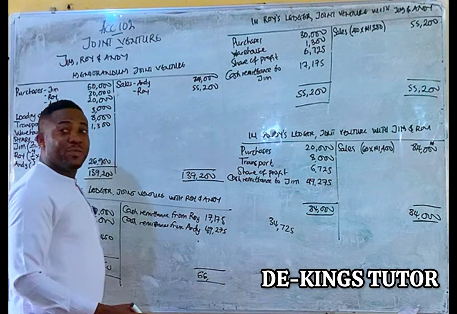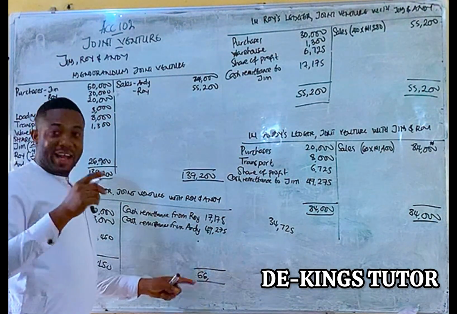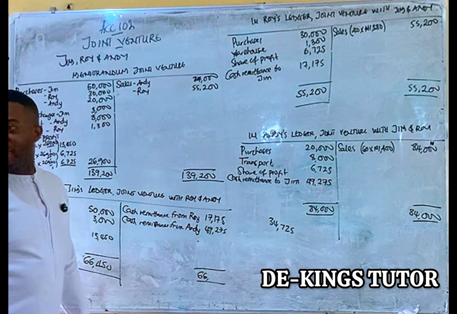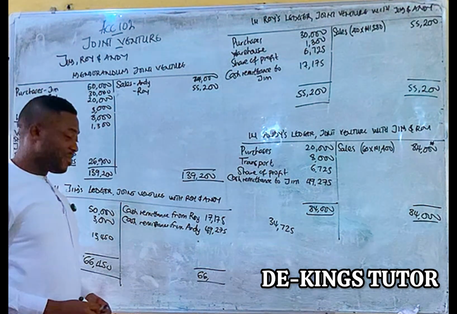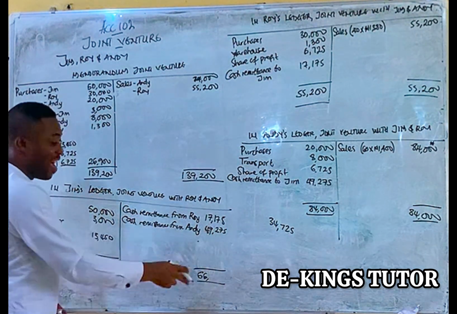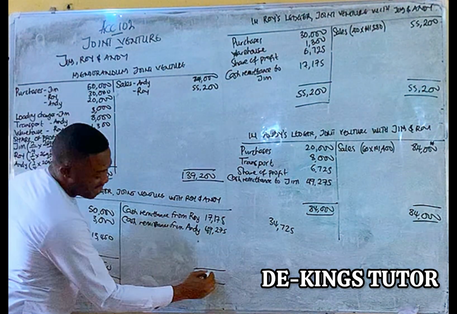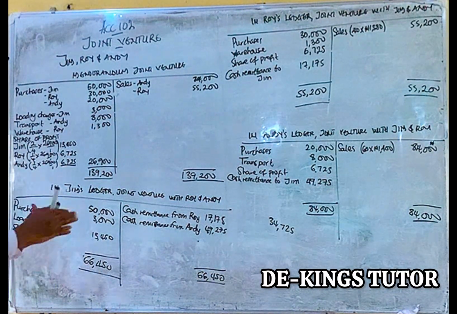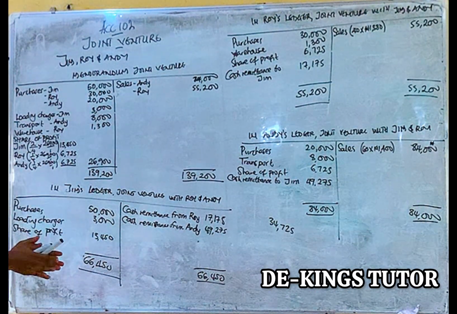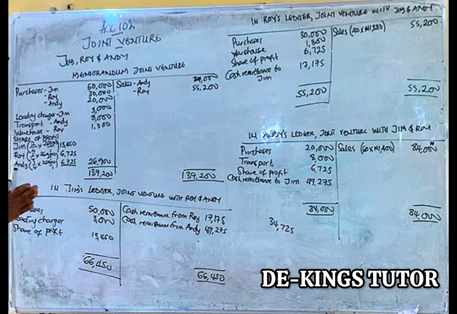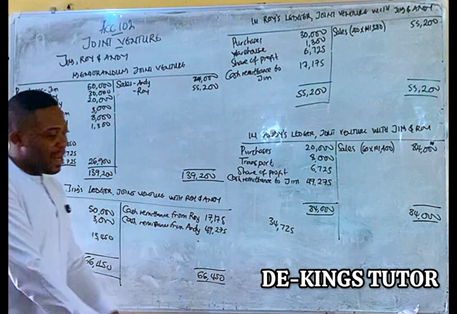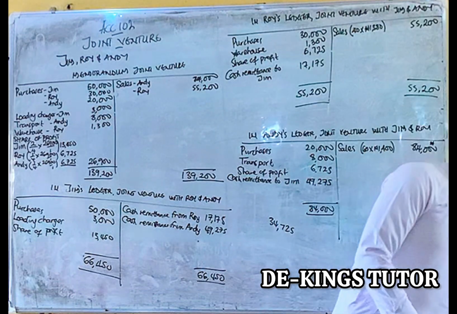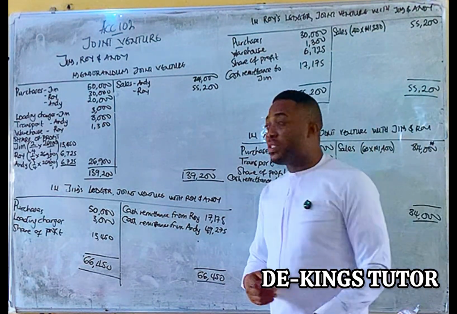If you add this, what would be the value? 66 what? Okay. So you now see that it balances automatically, right? Okay. So that is the joint venture account.